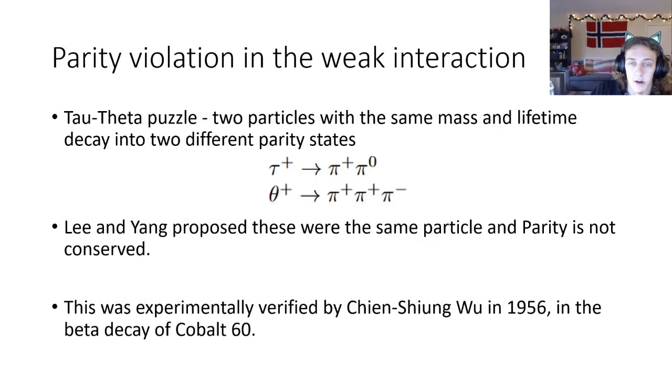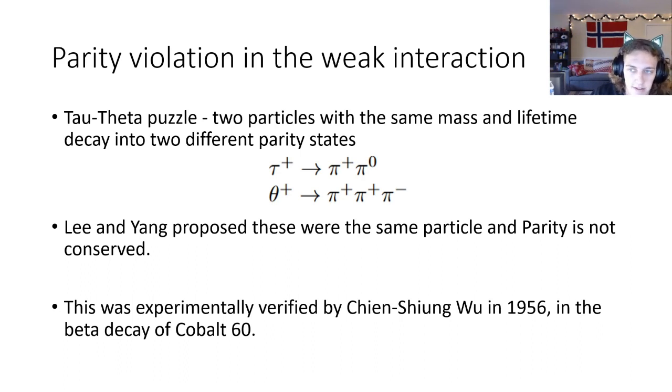Okay, so there used to be something called the tau-theta puzzle, where we had these two particles with these two decays. We had tau plus decaying into 2 pions, a pi plus and a pi zero, and then theta plus decaying into 3 pions, a pi plus, pi minus. These seem like different particles, but they turn out not to be.